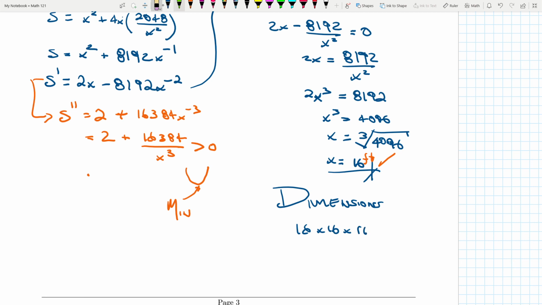Oh, and let me also add the units. And so the box is actually going to look more like this, a flatter box with a wider bottom.